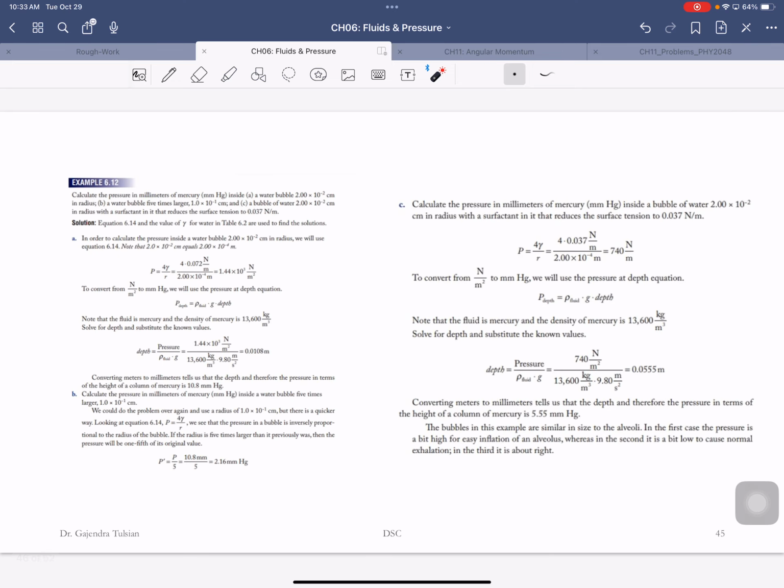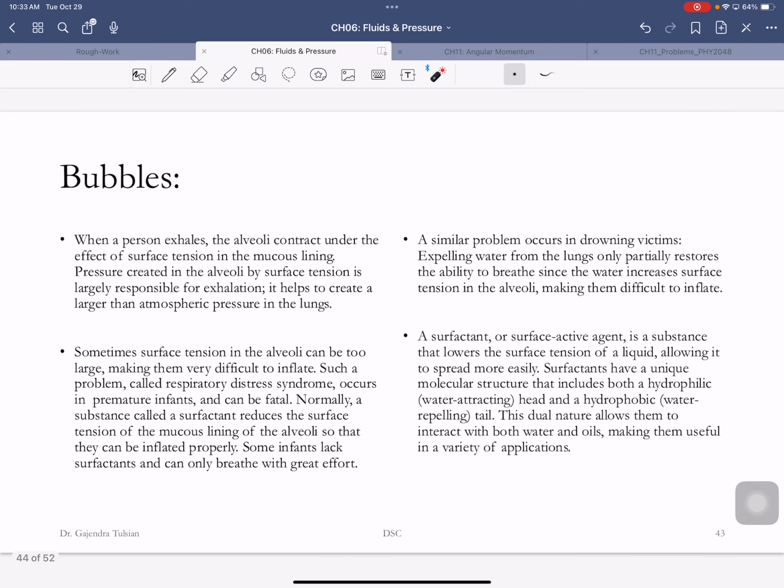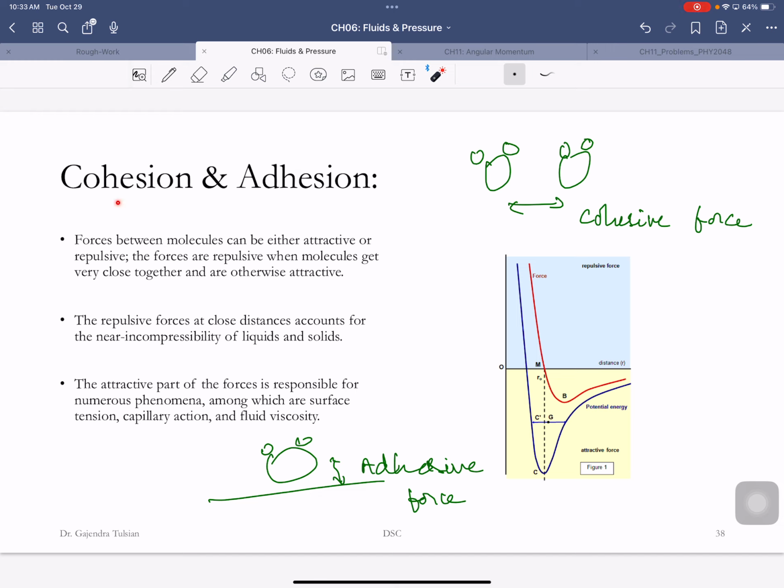Again, we are talking about cohesion and adhesion. Cohesion is forces between like molecules. Adhesion is forces between unlike molecules. Forces between molecules can be either attractive or repulsive. The forces are repulsive when the molecules get very close together, and otherwise attractive.